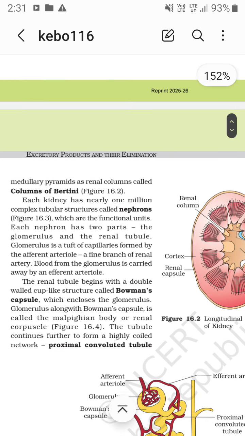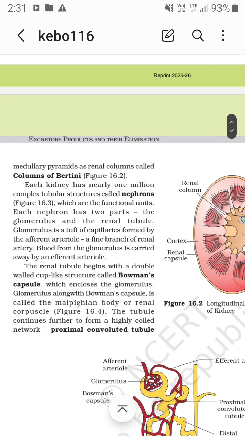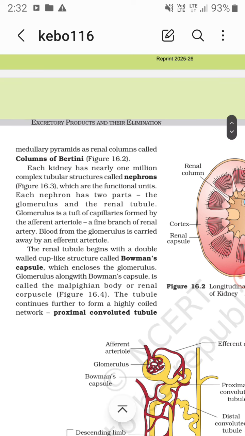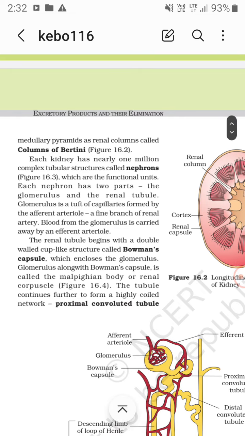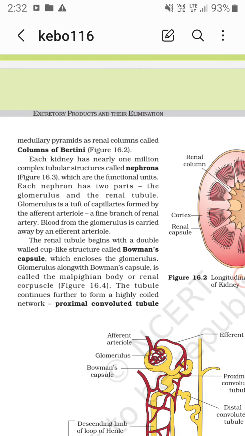Each nephron has parts like the glomerulus and the renal tubule. The glomerulus is a tuft of capillaries formed by the afferent arteriole, a fine branch of the renal artery. Blood from the glomerulus is carried away by an efferent arteriole. The renal tubule begins with a double-walled cup-like structure called Bowman's capsule, which encloses the glomerulus. The glomerulus along with Bowman's capsule is called the Malpighian body or renal corpuscle.